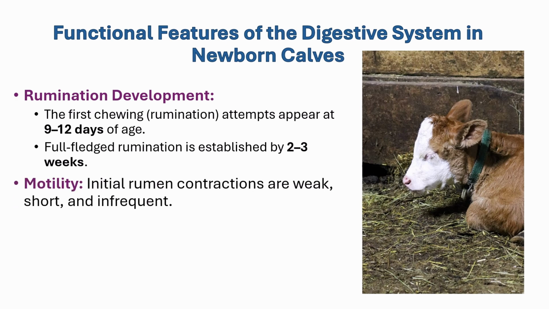In the beginning, rumen contractions are very weak, short, and infrequent. The muscular layer of the rumen must be physically stimulated by the presence of roughage to develop the strength and rhythm we see in adult cattle. Monitoring the onset of these contractions is a key clinical indicator of a healthy digestive transition.